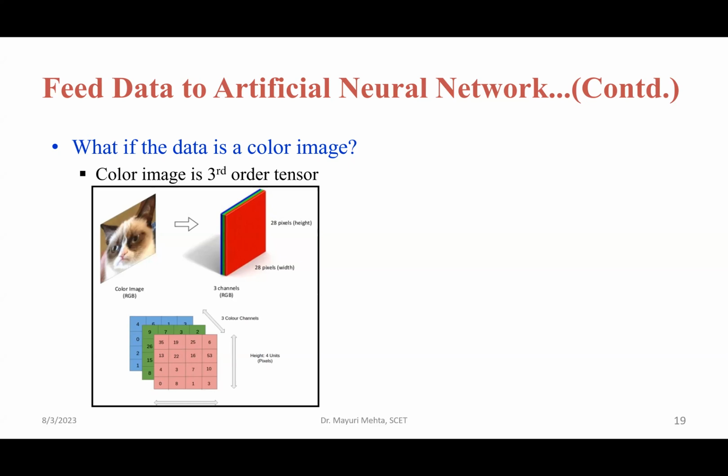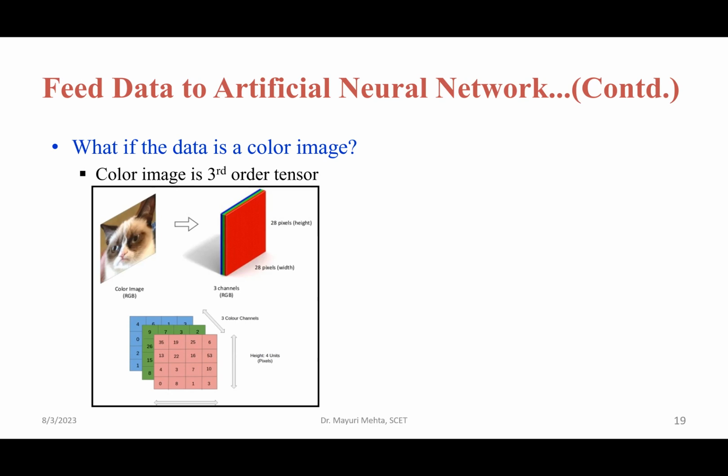So 784 multiplied by 3, because 3 matrices are there. So total how many pixel values are there? 2352. So to feed just this one color image to your neural network, you need to feed 2352 values. So how many neurons are required in your input layer? 2352, because one value will be fed to one neuron in the input layer. I hope this is clear to everyone.